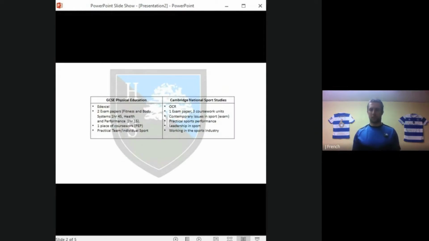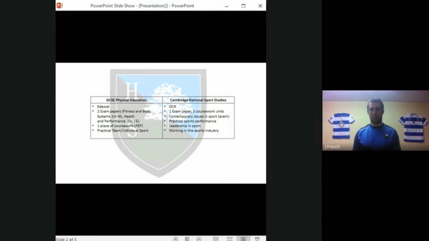The first one I'd like to talk to you about today is the GCSE in physical education. The exam board we use for the GCSE in PE is Edexcel. With the GCSE, there are two separate exam papers. There's one around the body systems, which lasts for an hour and 45 minutes. And the second paper is on health and performance in sport, and that one lasts an hour and 15. So quite a long examination process.